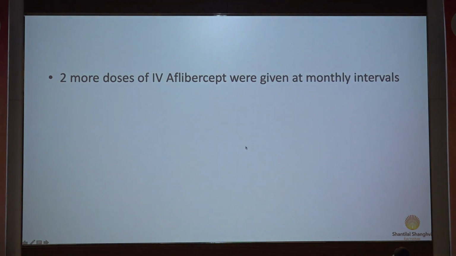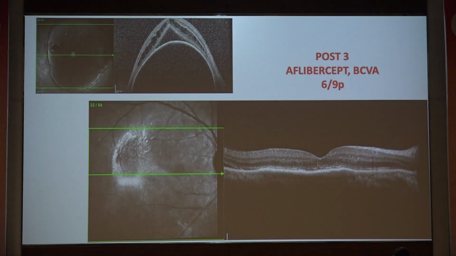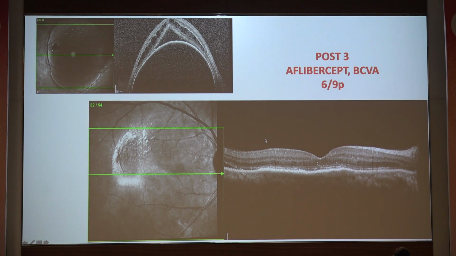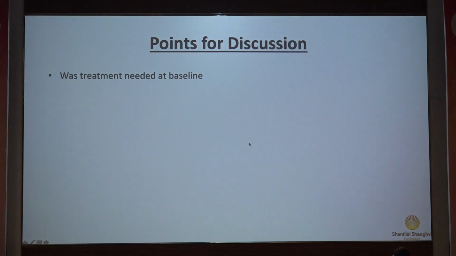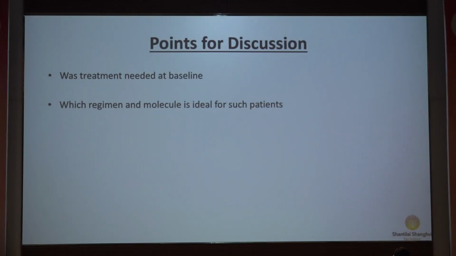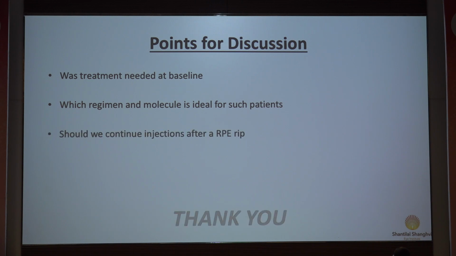Now the patient received 2 more doses of aflibercept, and at the end of 3 months, his visual acuity improved to 6/9 with almost complete absence of fluid at the posterior pole, and there was very mild SRF present temporally, and I just observed the patient at this stage. Corresponding to the area where there was RPE loss, a proliferation had happened and the RPE defect was covered. So for this patient, the points for discussion were: was treatment actually needed at baseline, which regimen and molecule is ideal for this patient, and should we continue injecting even after we develop an RPE rip?